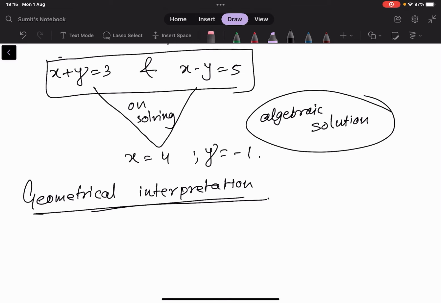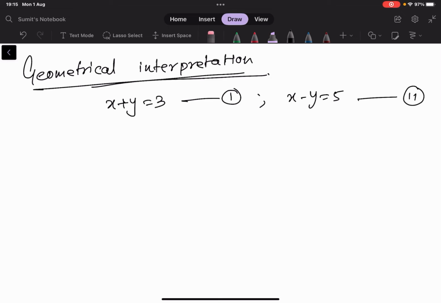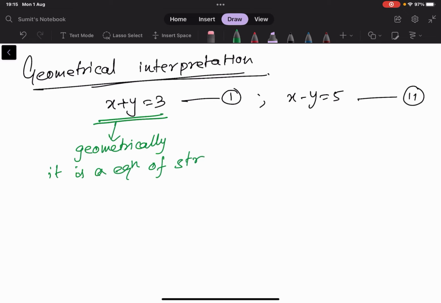Okay? Let's see. So x plus y equal to 3, that is one equation given. Another one, x minus y equal to 5, is another equation given. So what is the geometrical significance of x plus y equal to 3? Geometrically, it is the equation of a straight line in a graph.